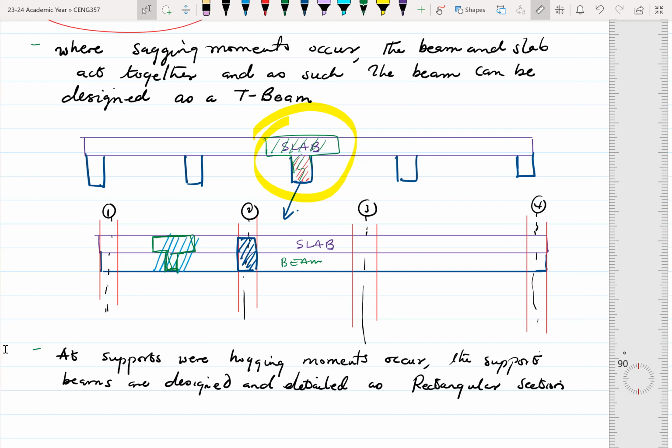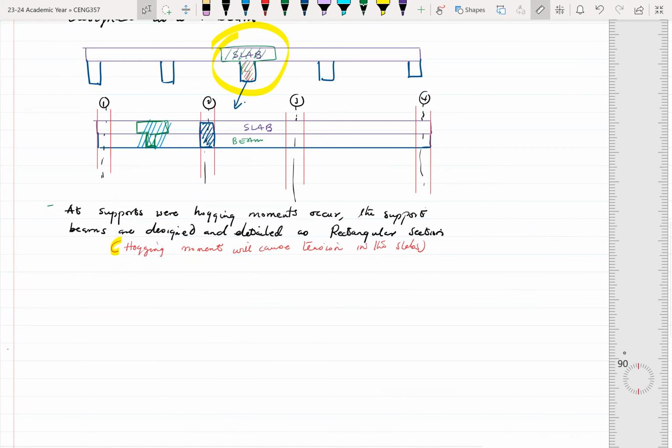Again, as I said, let me put this into brackets. The hogging moment will cause tension in the slabs.